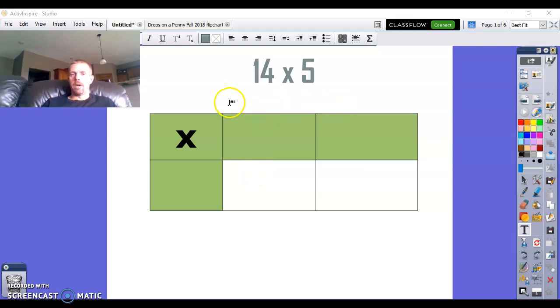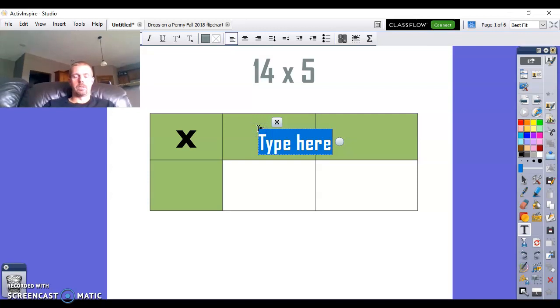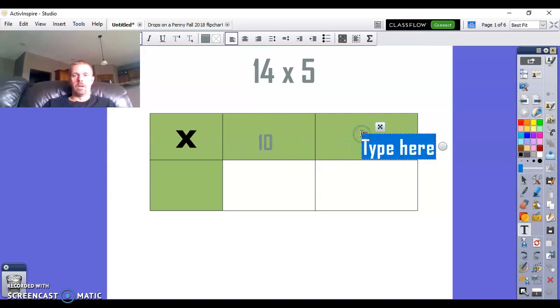So in math, we're going to be continuing with factors and multiples, but we're also going to be starting two-digit by one-digit multiplication. So the way we're going to do it is we're going to just break the two-digit number apart. So 14 will break into 10 and 4, so we're just breaking the 10s and the 1s apart to make it easier to solve.